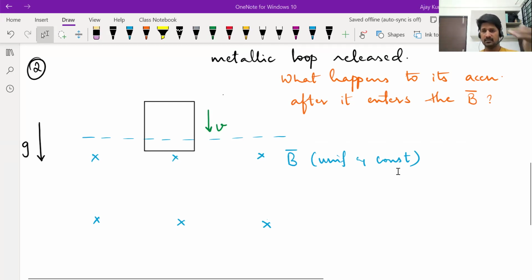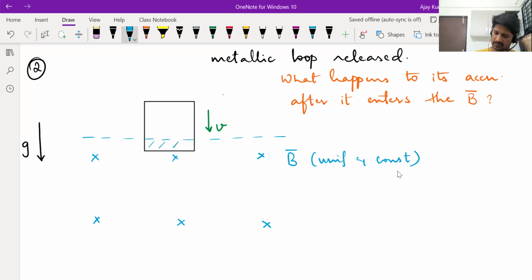Correct. Initially, the loop was completely outside the magnetic field. There was no flux. There was no change in flux also. But as the loop enters into the magnetic field, the area through which the field lines pass increases. Field lines start passing through this loop now. And as the loop enters further, more and more field lines pass through the loop. So flux is increasing.